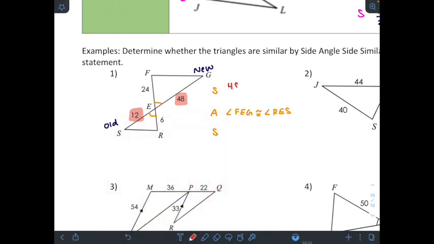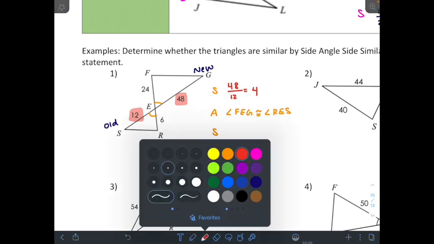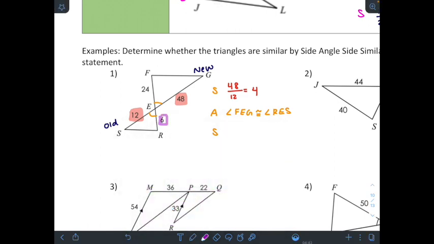And then I can figure out what 48 over 12 reduces to. So 48 divided by 12 would give me 4. As long as this other side also has a reduced value of 4, then we can use side angle side on this example. So let me go through. I'm going to check my other side. I'm comparing these ones because these were the smaller values on each triangle, just like we did with side, side, side. Again, I'm going to do new over old.